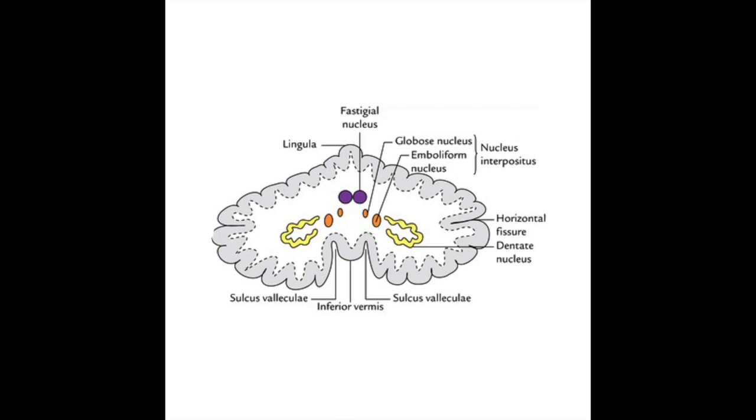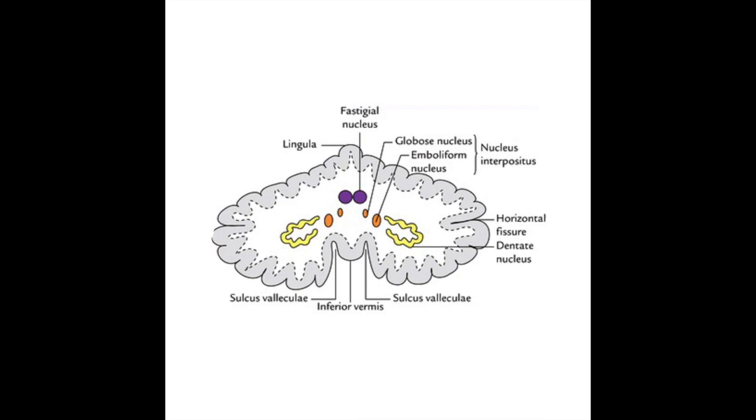It has a similar connection to the emboliform nucleus, and the globus and the emboliform nuclei together are sometimes referred to as nucleus interpositus. The vestigial nucleus lies near the midline in the vermis, close to the roof of the fourth ventricle. It is smaller than the dentate nucleus but larger than the emboliform or globus nucleus. It is the nucleus of archicerebellum.